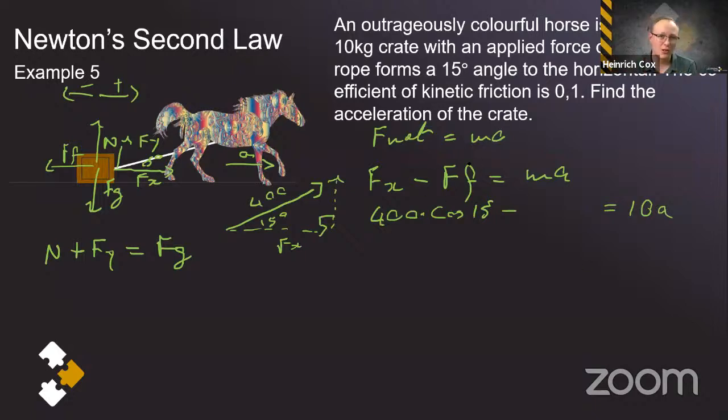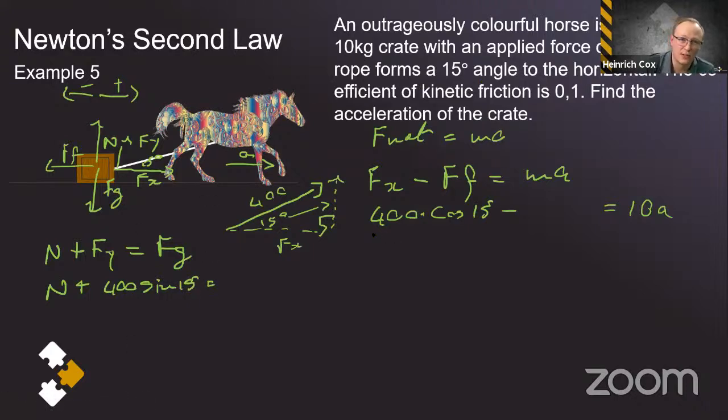So friction, we know, depends on the normal force, right? And because we've got this upwards component of the applied force, we're going to have to do a little bit of work to find the normal force. So the normal force here is going to be equal to N plus Fy. Here, Fy is opposite that 15-degree angle, so we use sine. Fy is going to be 400 times sine 15, and that's going to be equal to Fg.